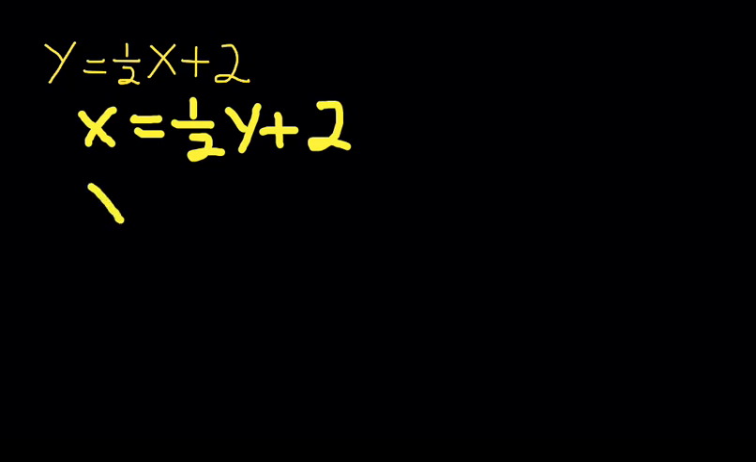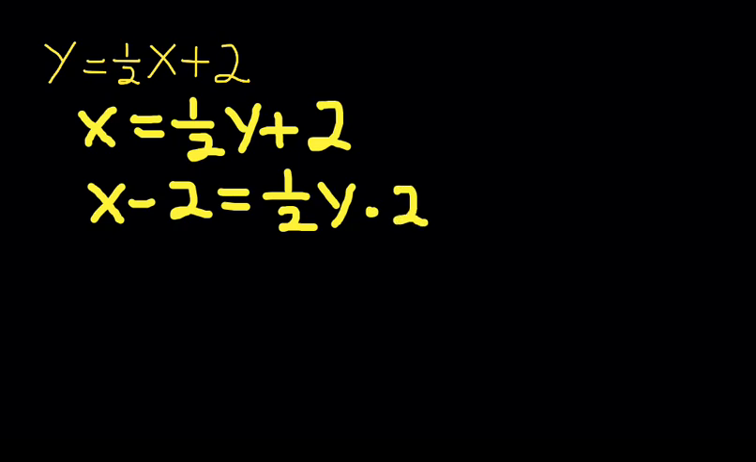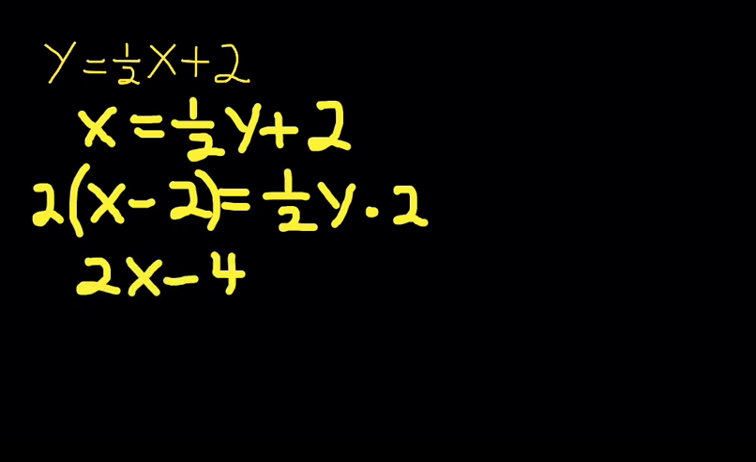So I'm going to move 2 over, subtract it from x. That leaves 1/2 y on the right. And now to get rid of the 1/2, I'm simply going to multiply both sides by 2. Be sure you do the whole side on the left. Distribute that: 2x minus 4. And of course the 1/2 and the 2 cancel, leaving just y.